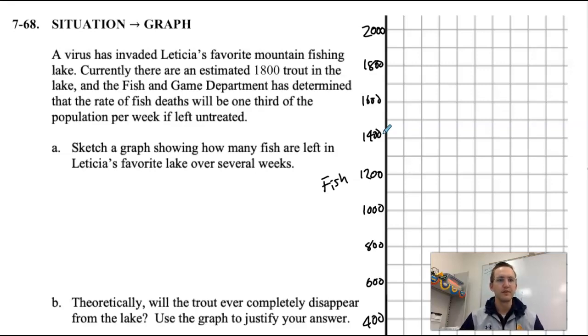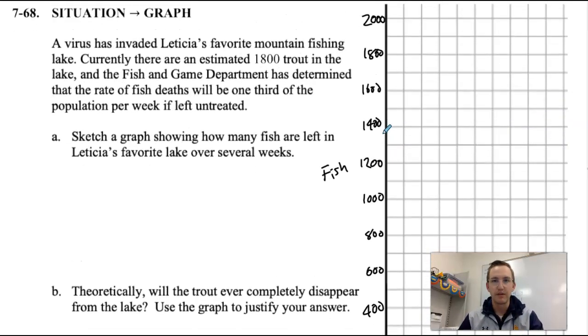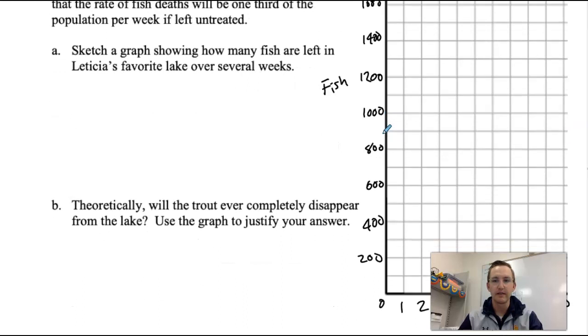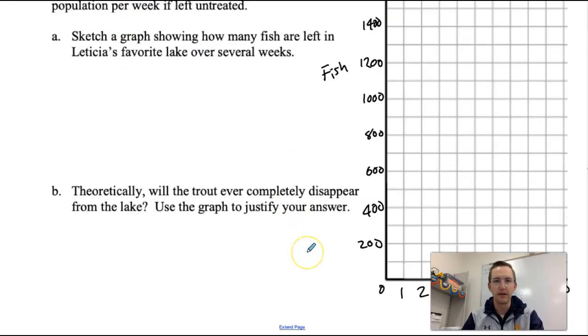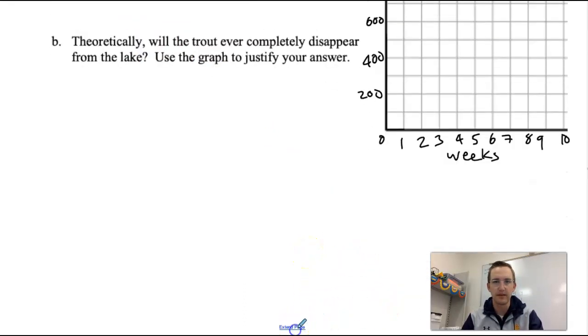First one, 7.68: a virus has invaded Letitia's favorite mountain fishing lake. Currently there are an estimated 1,800 trout in the lake, and the Fish and Game Department has determined that the rate of fish deaths will be 1/3 of the population per week if it's left untreated. So the first thing we want to do is make a graph. Here's how I made my graph. I put the number of fish on the y-axis, and I've got the number of weeks on the bottom here, which, let's add a little bit. There we go.